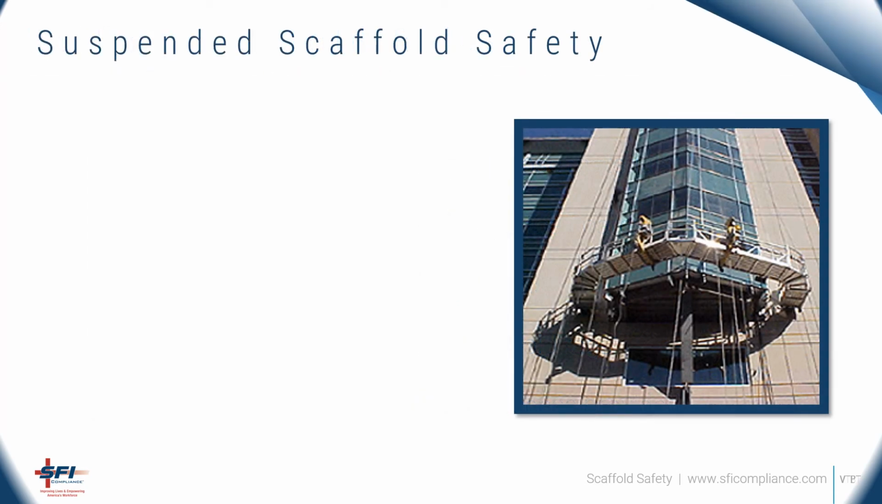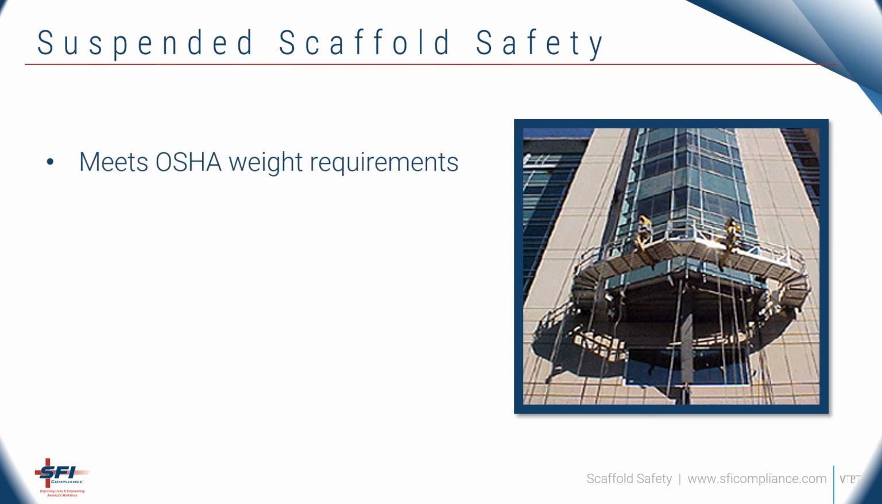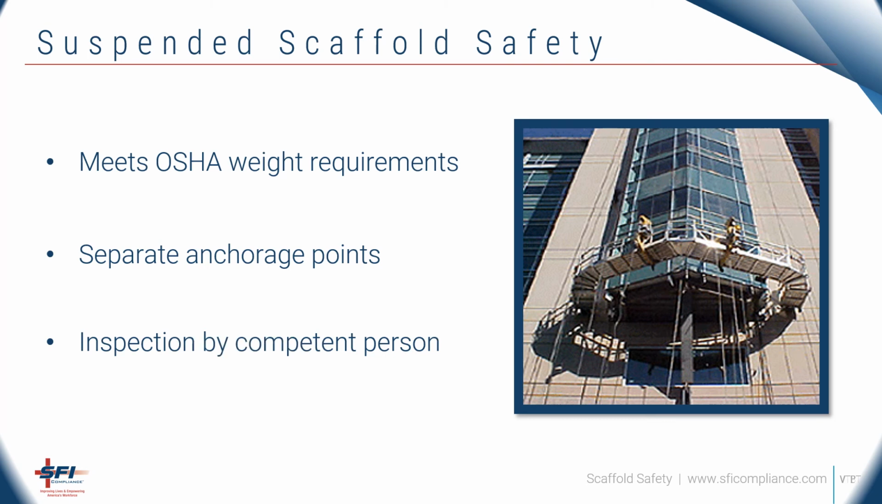Suspension scaffolds have some unique requirements. Each scaffold and scaffold component must be capable of supporting its own weight, plus at least 4 times the maximum intended load without failure. Suspension ropes and lifelines used for fall protection systems should be anchored to separate anchor points on the structure. Each suspension rope must be capable of supporting at least 6 times the maximum intended load. A competent person must inspect all scaffolds and scaffold components for visible defects before use on each work shift.